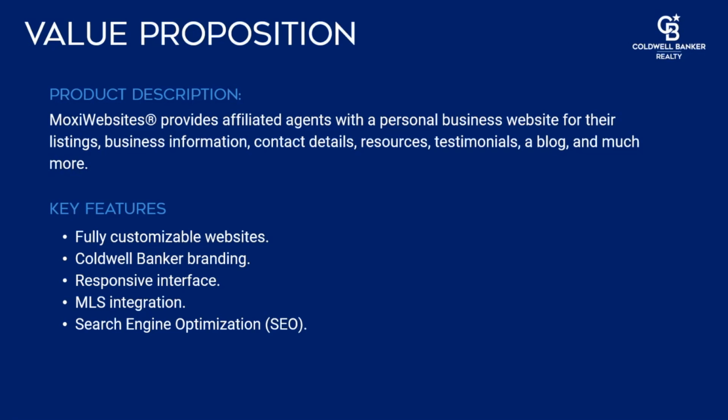Moxie websites provide affiliated agents with a website for their listings, business information, contact details, resources, testimonials, blog posts, and much more. Key features include the ability to fully customize these websites, integrated Coldwell Banker branding, a responsive interface, MLS integration, and search engine optimization, known as SEO. Today, we will be going over adding custom pages to your Moxie website using branded templates.